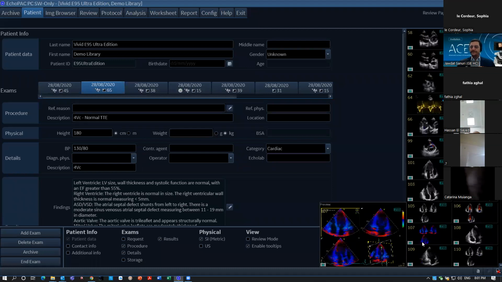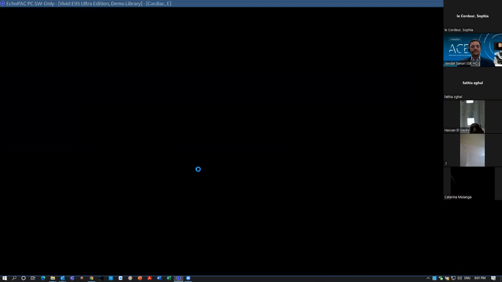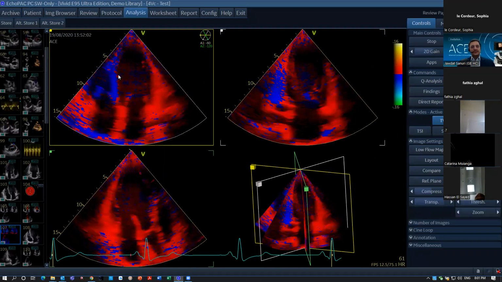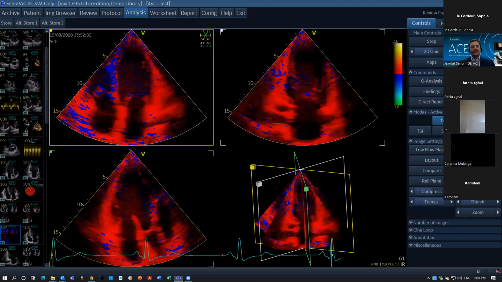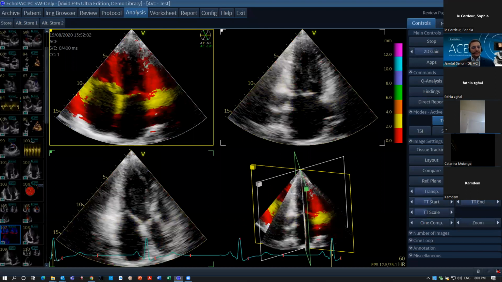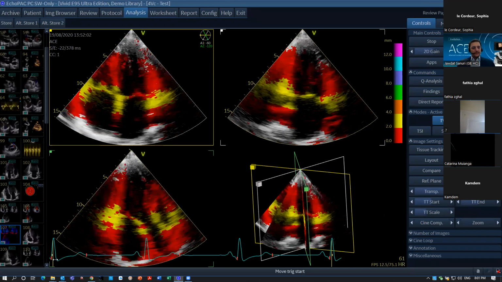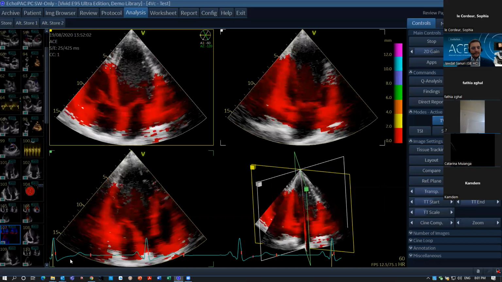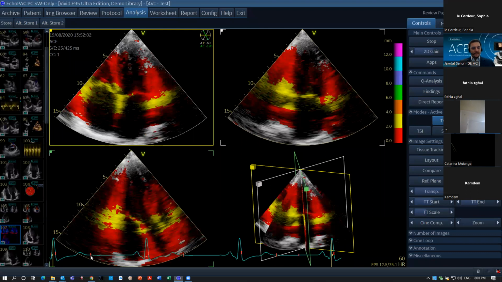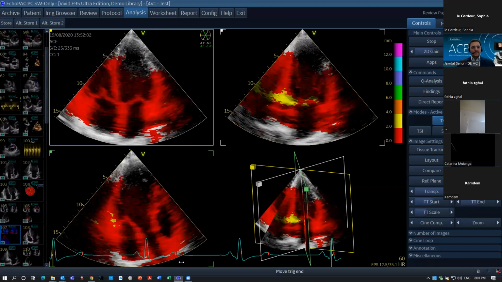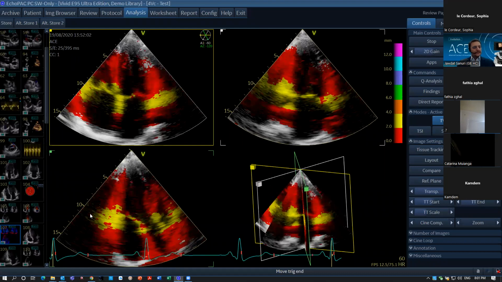Okay, it's this one here. Okay, so you see here we have a triplane acquisition with tissue velocity imaging. So we can do tissue tracking, and here it gives us an indication about the displacement during systole. Okay, and we can see the tissue tracking, we can see the TSI.